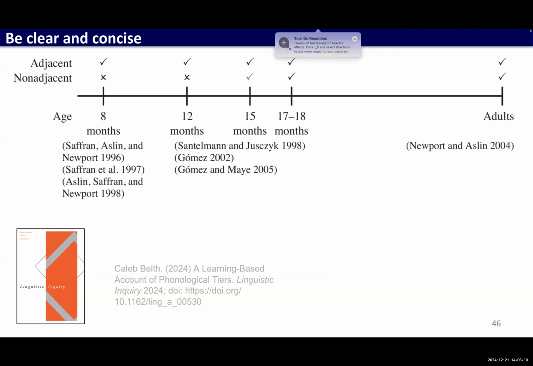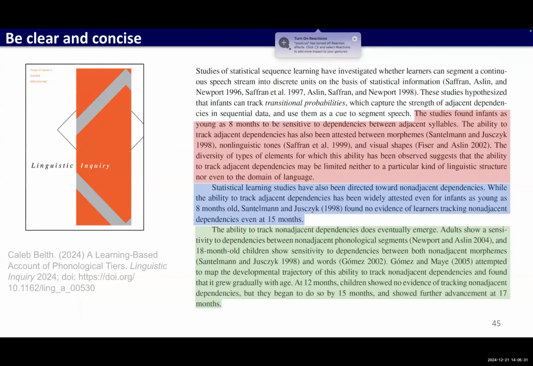At 12 months, still the same. A check mark for adjacent, nothing for non-adjacent. We get into 15 months, and now there's a check mark for both. You can't quite see it here, but the check mark for non-adjacent is gray, meaning the evidence isn't very strong. And then we get to 18 months and adults, now everything is check marks. So it's no different than this.